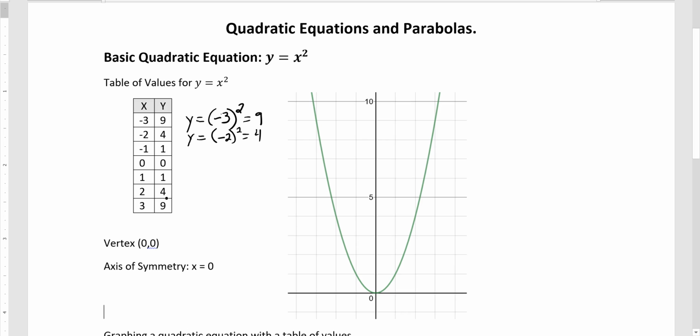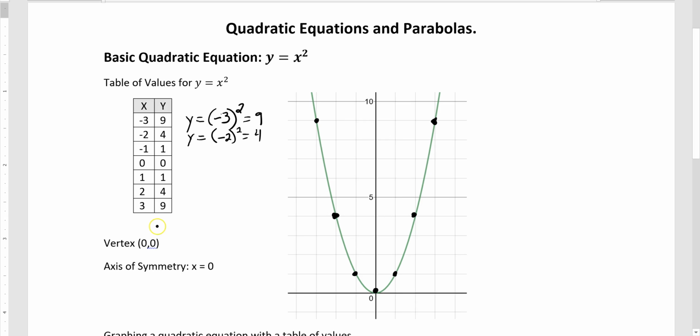When I plot those values on a graph, -3, 9, -2, 4, -1, 1, 0, 0, +1, +1, +2, +4, and +3, +9. So all my points are plotted, and then I draw a line through those, making the parabola shape.